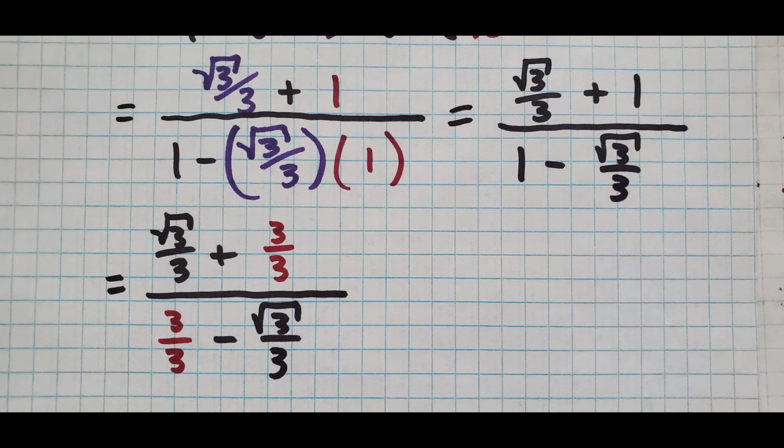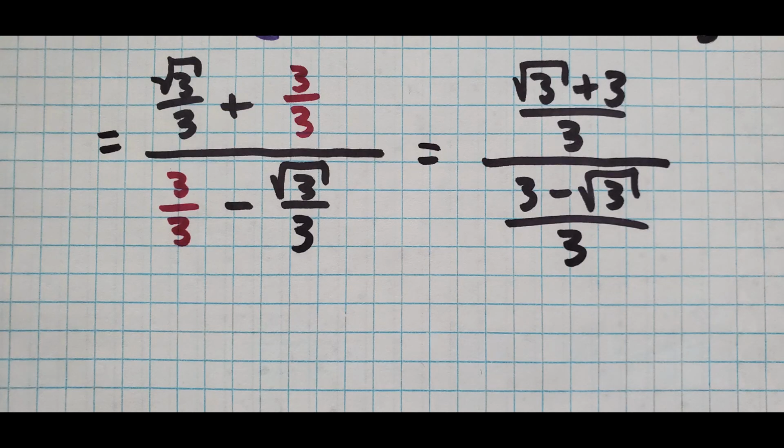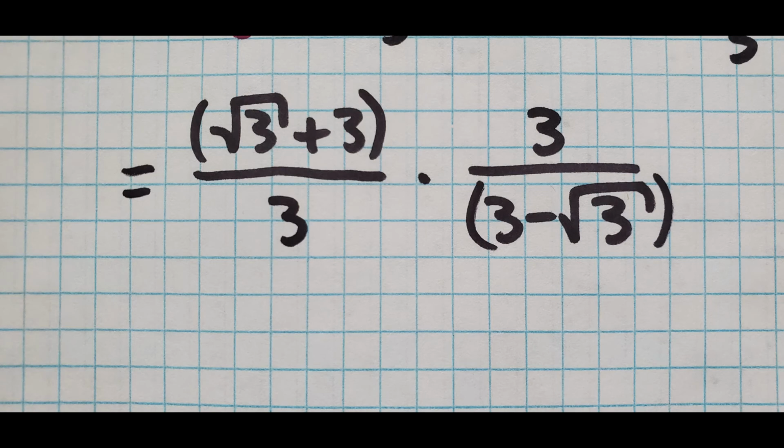And now I'm going to add the tops and subtract the bottoms. So you end up with this. Now this is gross, but the nice thing about this is we have fraction over fraction, so we can do keep, change, flip. So I'm going to keep the top fraction, flip the bottom fraction over, and change it to multiplication. So this is what you end up with.